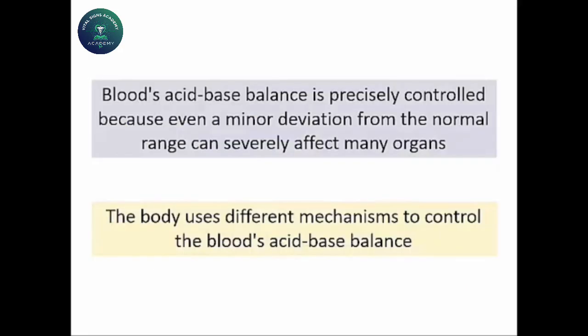Blood's acid-base balance is precisely controlled because even a minor deviation from the normal range can severely affect many organs. The body uses different mechanisms to control the blood's acid-base balance.